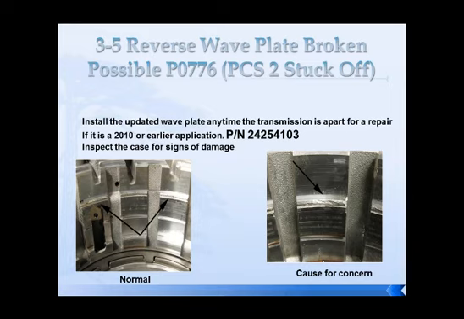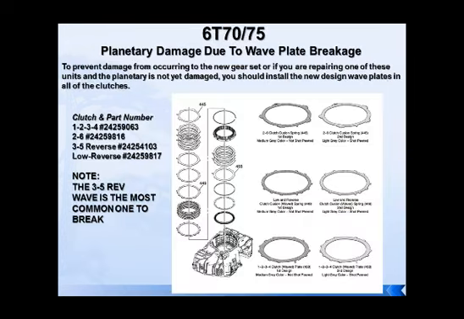This, of course, shows you the different wave plates that you're going to run into. The left-hand side of the screen, as you can see, shows you the part numbers for all the different waves. So you've got the 1-2-3-4 clutch, the 2-6 clutch, the 3-5 reverse, and the low reverse clutch. Every one of those wave plates physically changed.